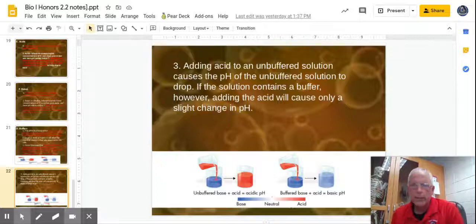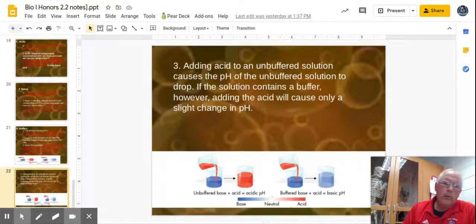So as you can see on this last slide, adding an acid to an unbuffered solution causes the pH of the unbuffered solution to drop. If that solution contains a buffer, adding that acid will only cause a slight change. So a buffer is a way of counteracting an acid or a base in the body or in any living thing. That doesn't have to just be us, okay?